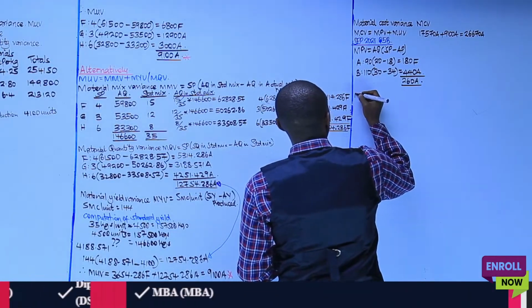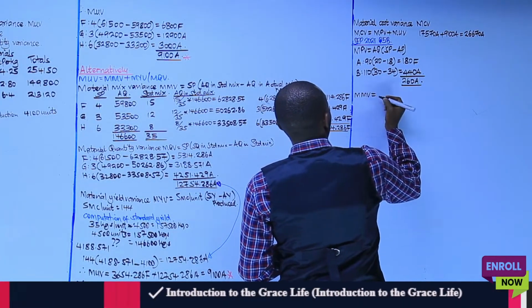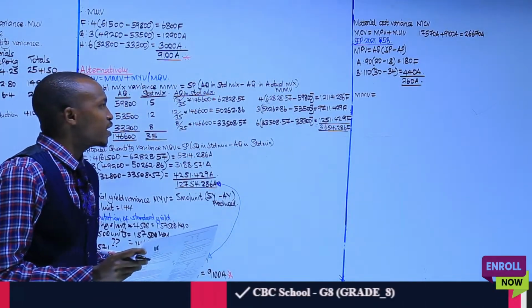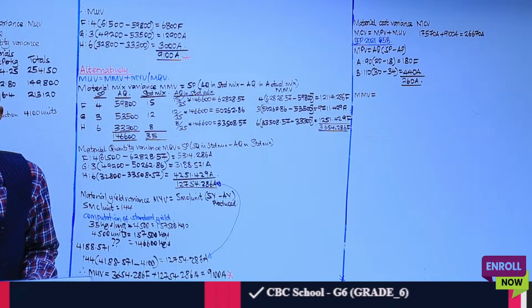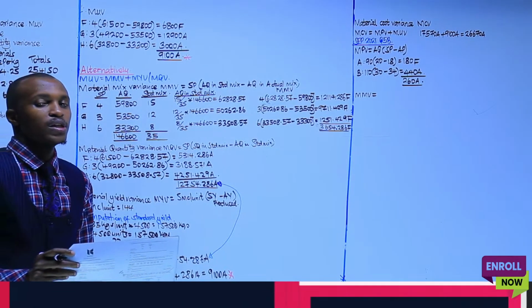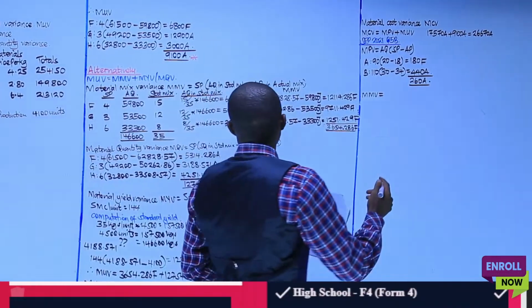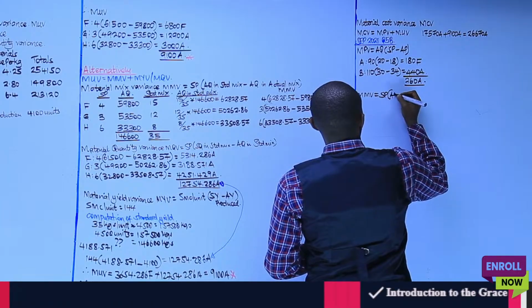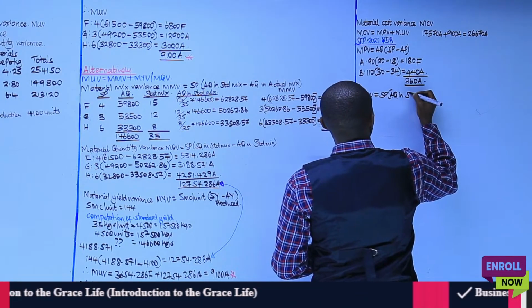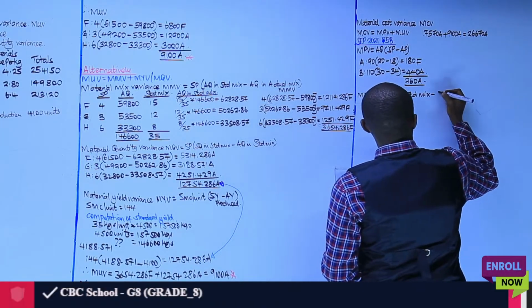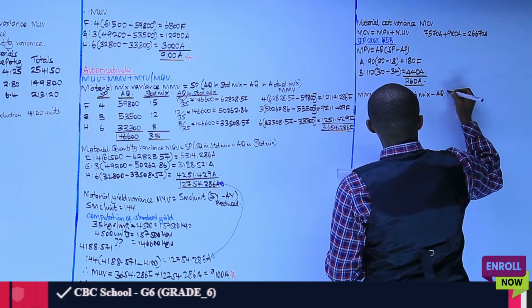Let's get our material mix variance. And how do you get your material mix variance? You say it is your standard price, your actual quantity in standard mix minus your actual quantity in actual mix.